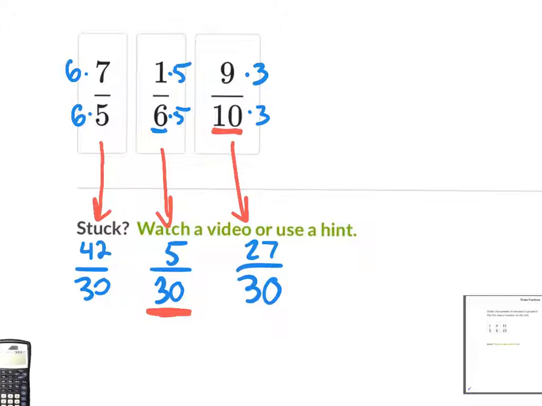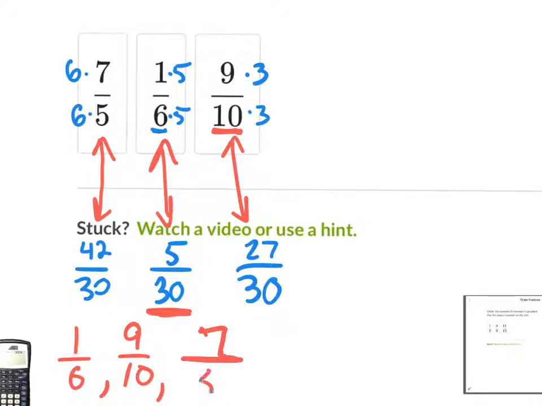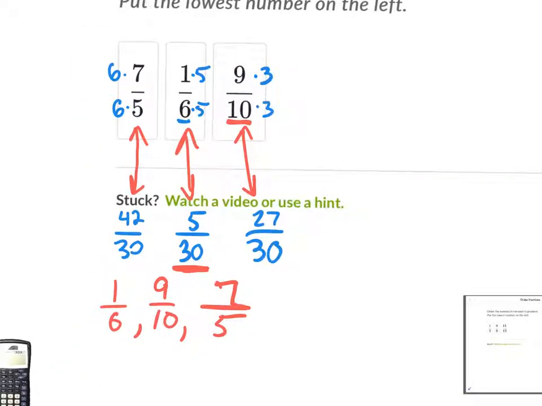So that would be the 1/6, because again, it came from the 1/6. The next one would be what? 27 over 30, which is really the original fraction 9/10. And the last one, the 7 over 5, the 42 over 30, which was really 7 over 5. So that's our answer, placing them in order from least to greatest.